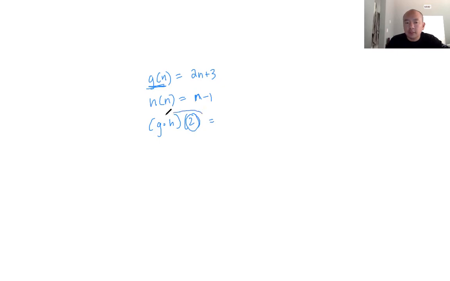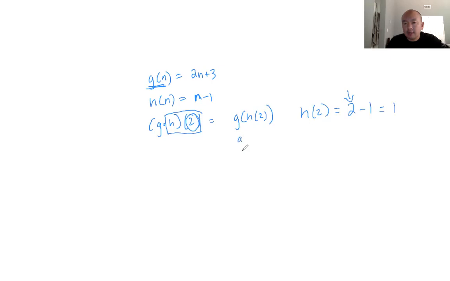So you're going to start with the h function first, because remember, you start from the inside, so it becomes g of h of 2, right? So you have to evaluate h of 2, that equals 2 minus 1. Remember, I'm replacing the n with the 2 here, because the number inside the parentheses means that you replace the variable with that number. So 2 minus 1 equals 1.